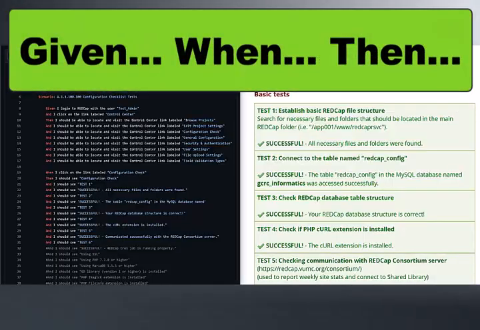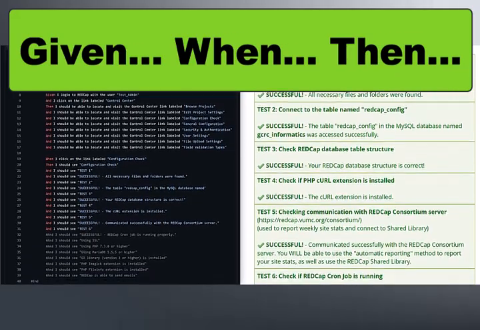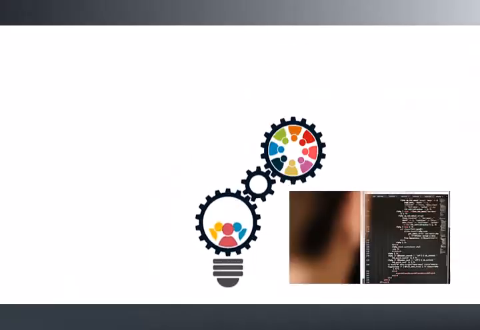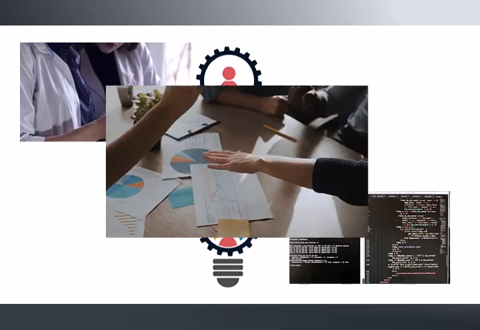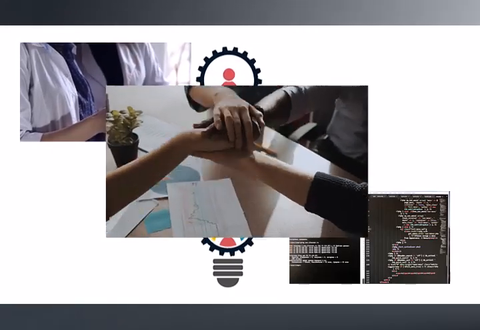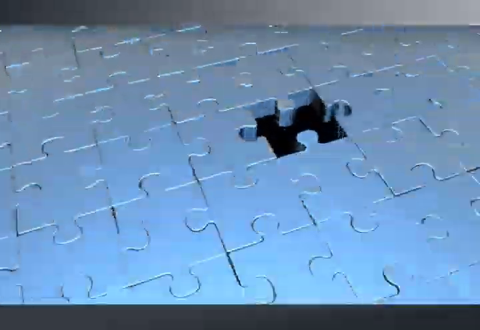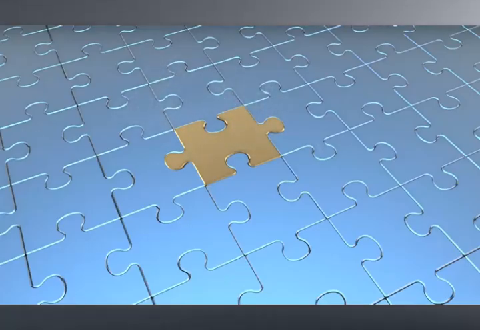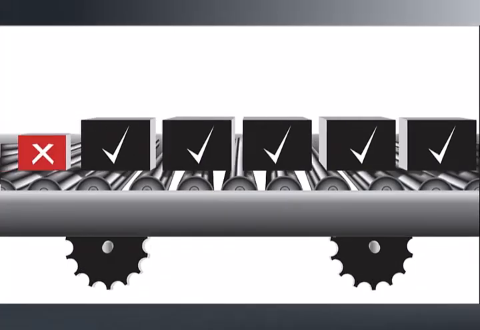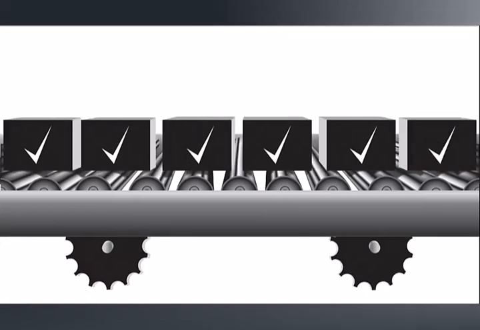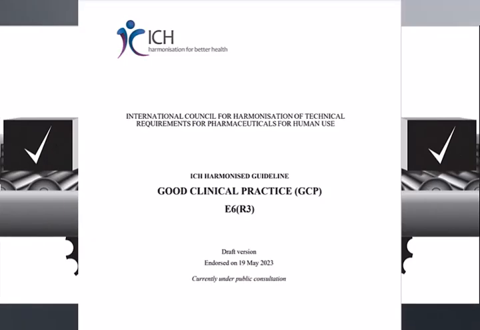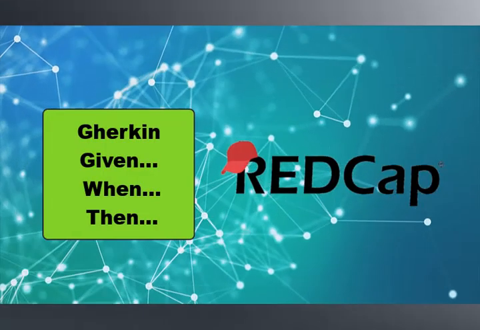But there's more. By using Gherkin, you're not just automating tests. You're creating a transparent, collaborative process where your entire team can see and understand what's being tested, why it's important, and how it impacts the overall project. This is especially valuable when you need to demonstrate compliance with regulatory standards, such as the FDA's 21 CFR Part 11 or ICH guidelines.